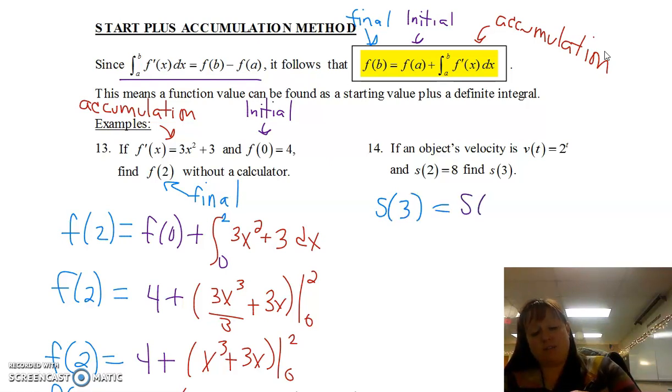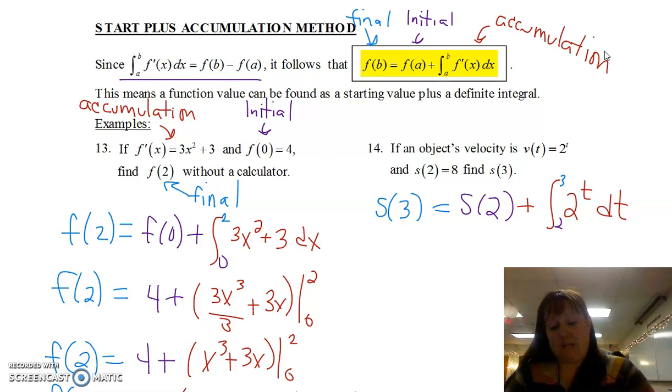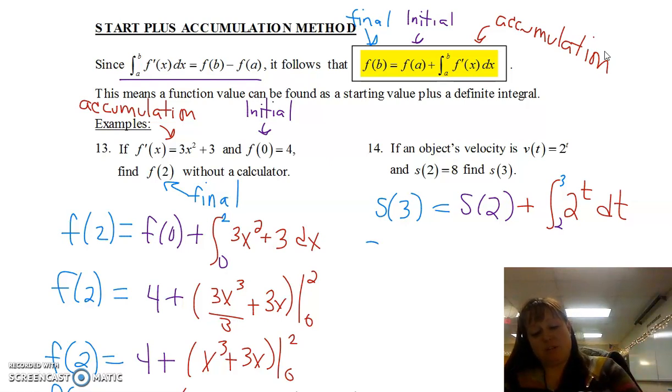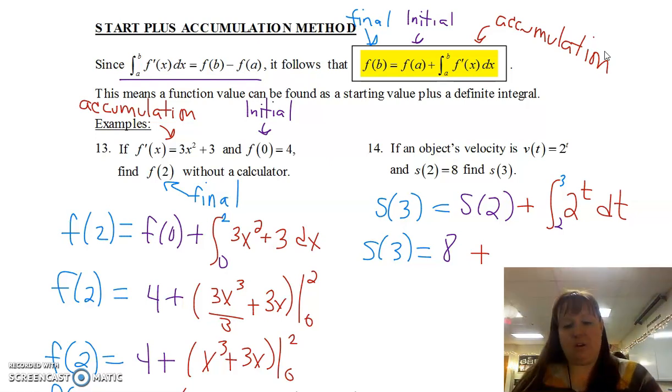So s of 3 is our final. Our initial is s of 2, and our accumulation is 2 to the t dt. And so we're going to go from 2 to 3. And then we just plug, actually let's do some algebra first. S of 3 equals 8 plus, okay, so I don't have the ability to do the calculator and this at the same time.